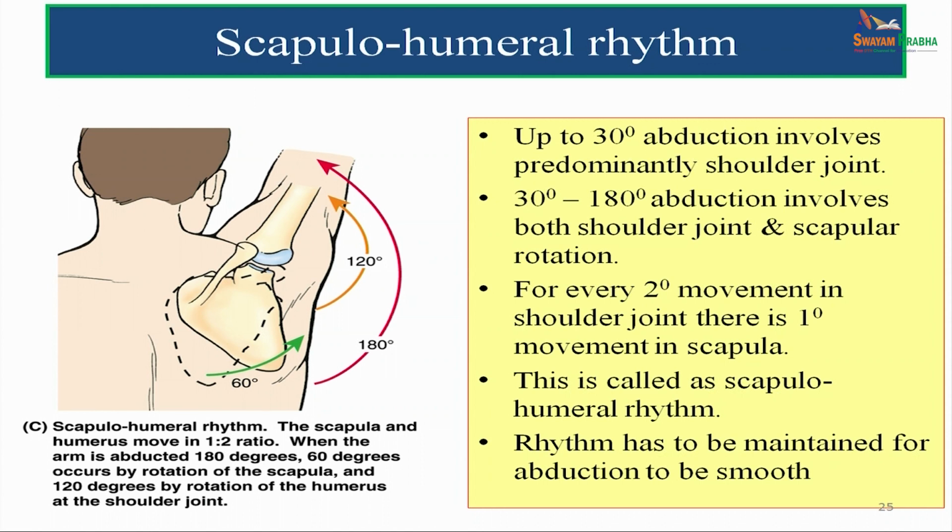this rhythm is called as scapulo-humeral rhythm. This rhythm has to be maintained for abduction to be smooth around the shoulder joint. So, scapulo-humeral rhythm is one where for every 2-degree movement in the shoulder joint, there is 1-degree movement in scapula. So, during abduction, there is also a rotation of scapula going on simultaneously, especially during abduction from 30 to 180 degrees.